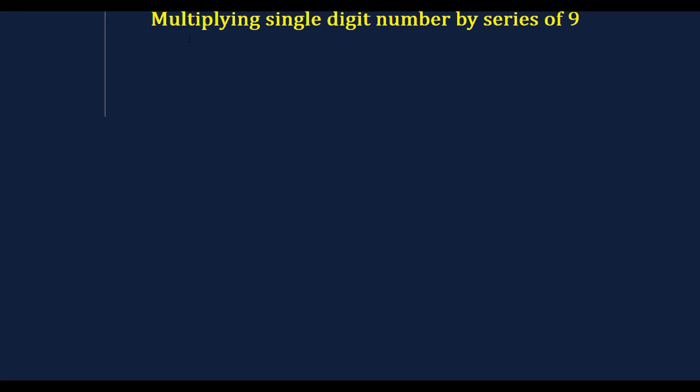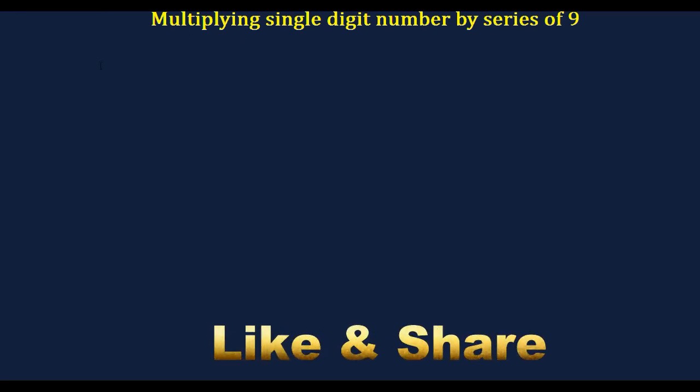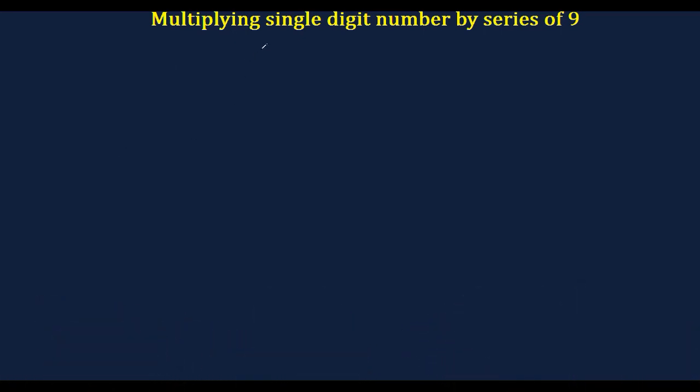Now I'm going to show how to multiply any single digit number by a series of 9. As you know, a series of 9 means 99, 999, 9999 and so on. So very simple. It will take only 2 to 3 seconds to complete each question. I'll show you the first one. Let's take 99 times 7.